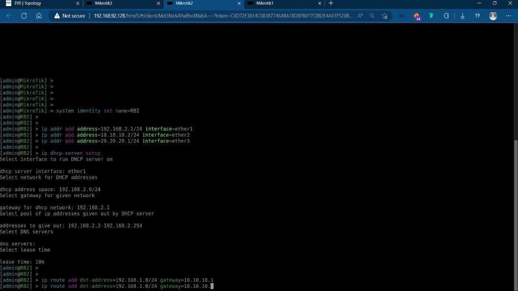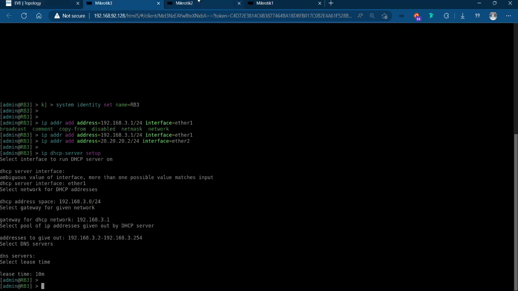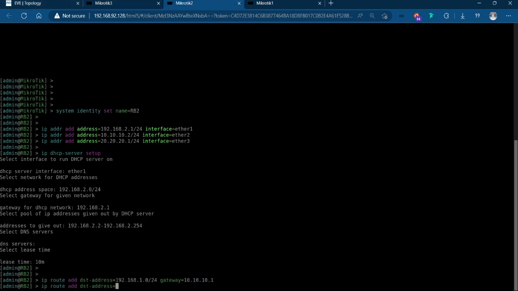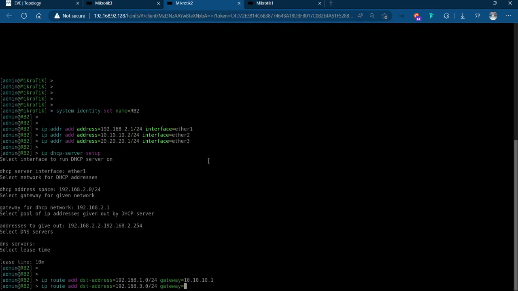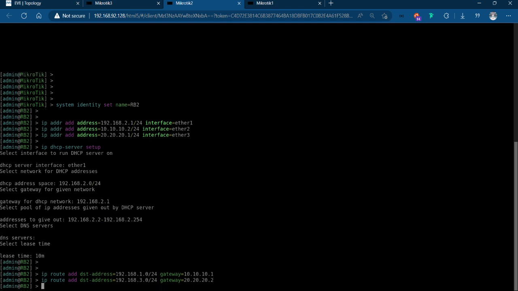After that we need the right gateway. For the gateway we use the right gateway, this gateway. And this gateway is for the left gateway. It's 20.20.20.2. Like this, and we enter it.